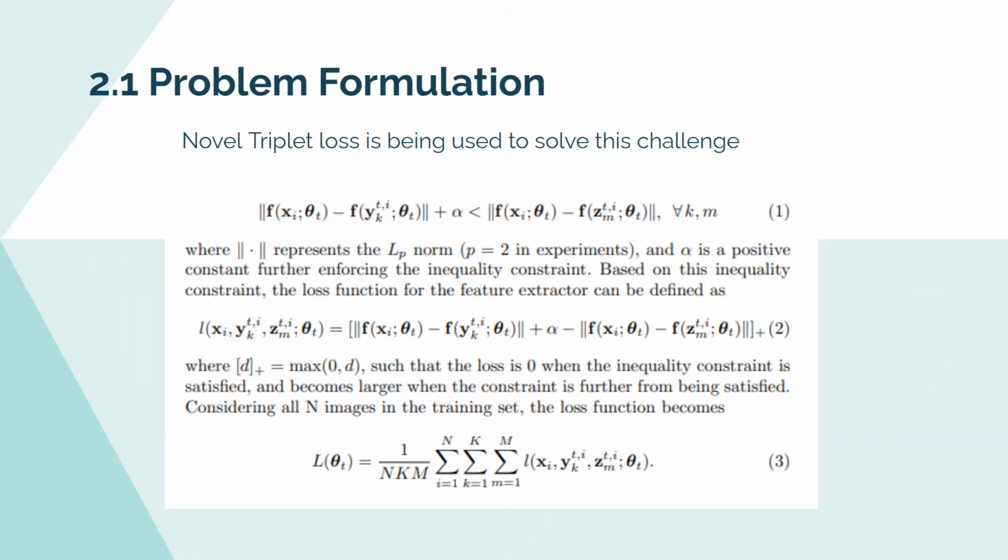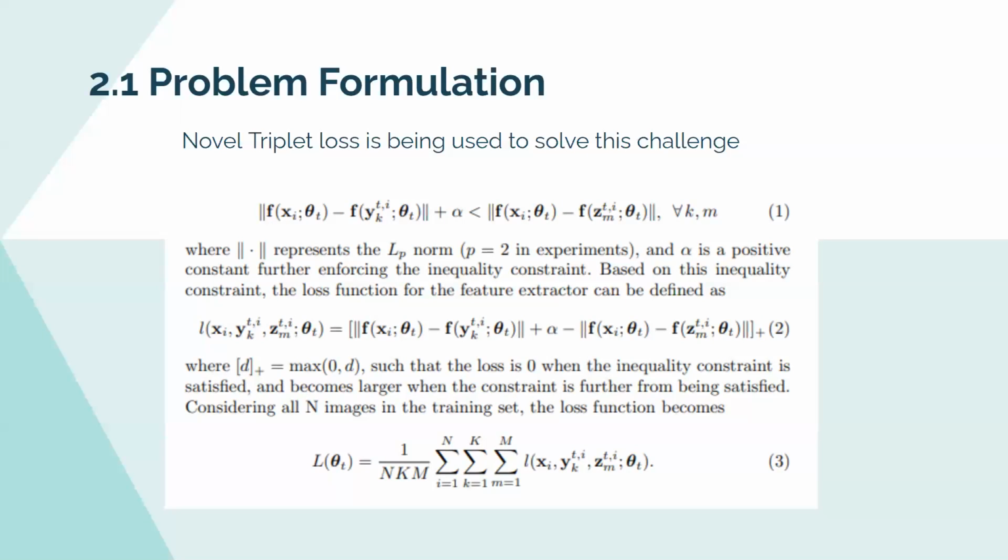Problem formulation. Here we use a novel triplet function to solve this challenge. Discussing the formulation, here f of xi comma theta t minus 1, where theta represents the parameters of the feature extractor to be learned, for the t minus 1th training iteration. So the feature extractor f of theta t minus 1 is the representation.